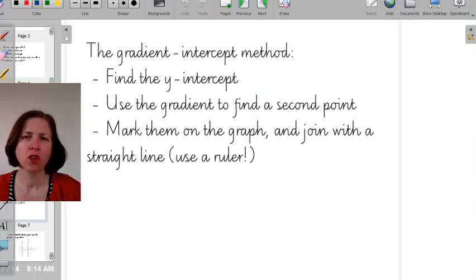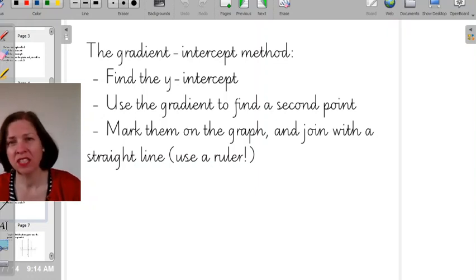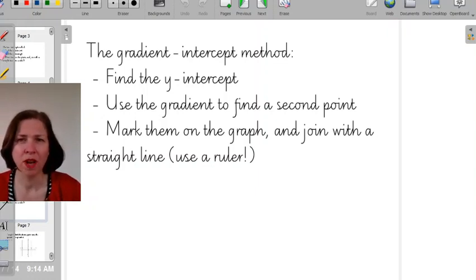Now we're going to learn the gradient-intercept method, and it's not any more difficult than the previous method, but it's really important to have two methods because sometimes with a certain type of line it's easier to use one than the other, so we need to learn both.